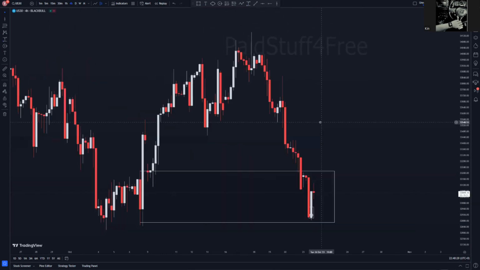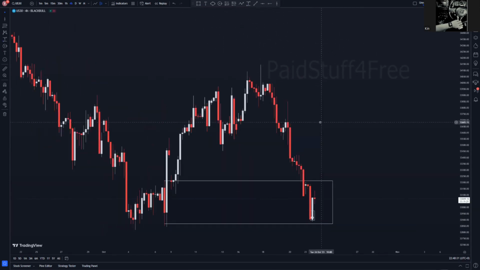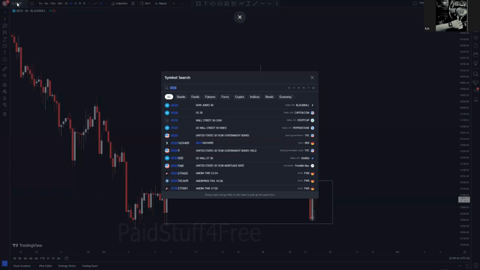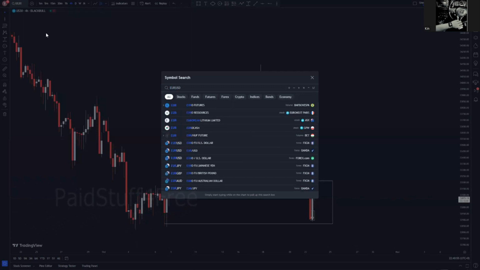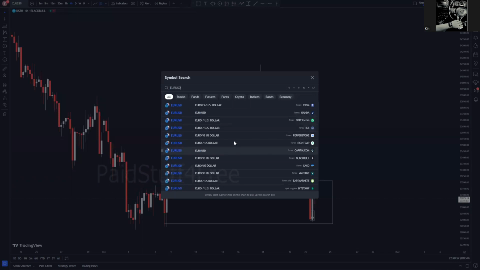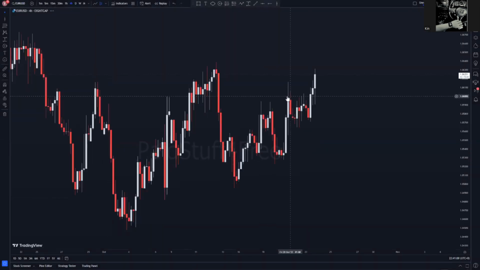Instead of US30, what are the other pairs? Oh, you guys just trade indices and gold, is it? Yeah. Oh yeah, Euro USD. Okay, wait. Let's go to Pon Yen. All right. Let's go to Euro USD. Euro USD. Let's go to a cap.